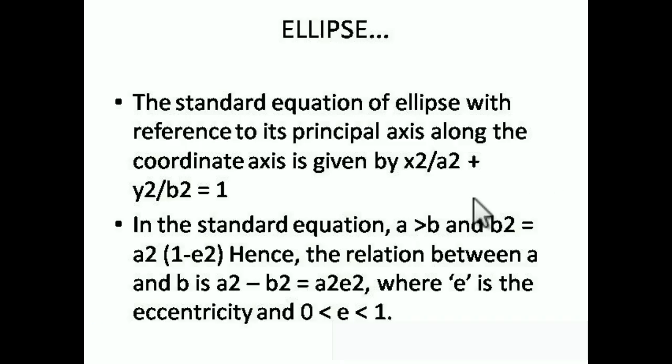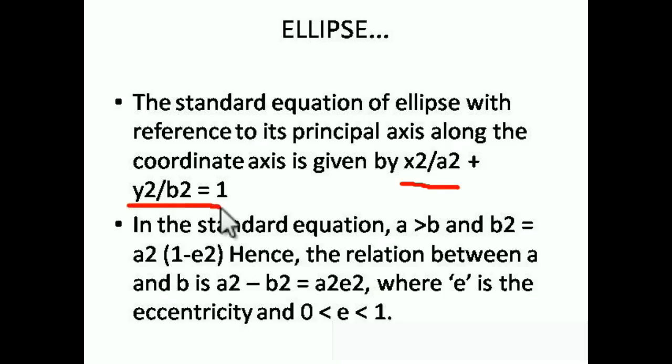We know that in a parabola the eccentricity is always 1, but for an ellipse that's not possible. In an ellipse the eccentricity is always between 0 and 1. It's always less than 1. Okay, now we have the common equation of the ellipse, that is x square by a square plus y square by b square is equal to 1.